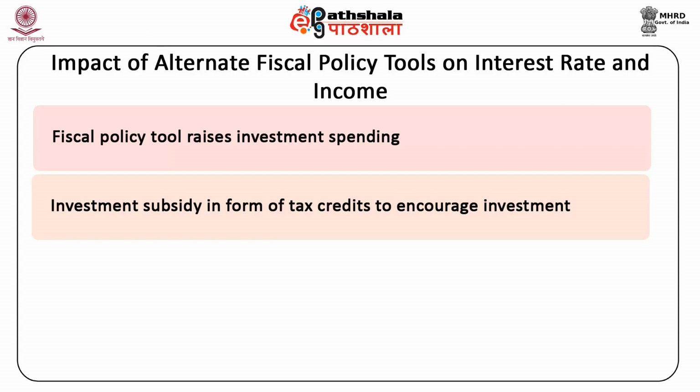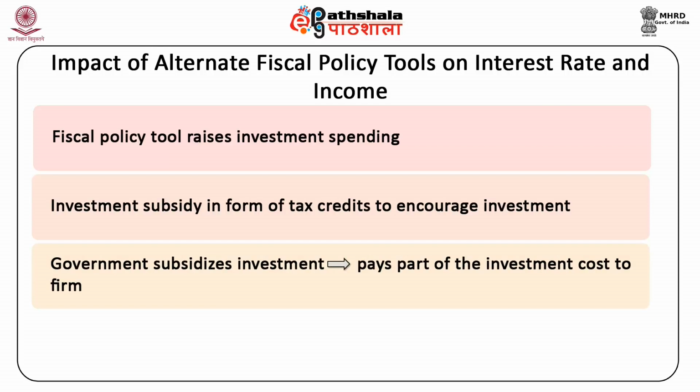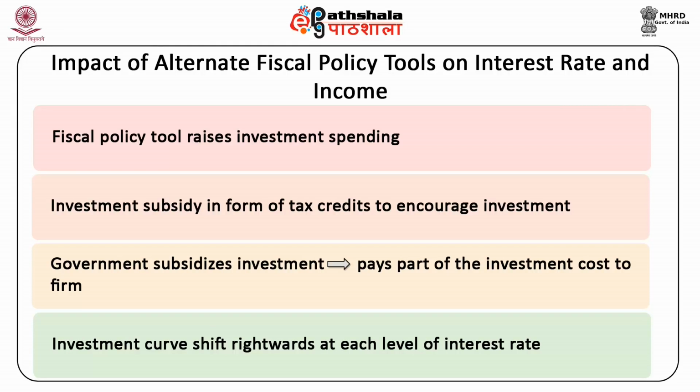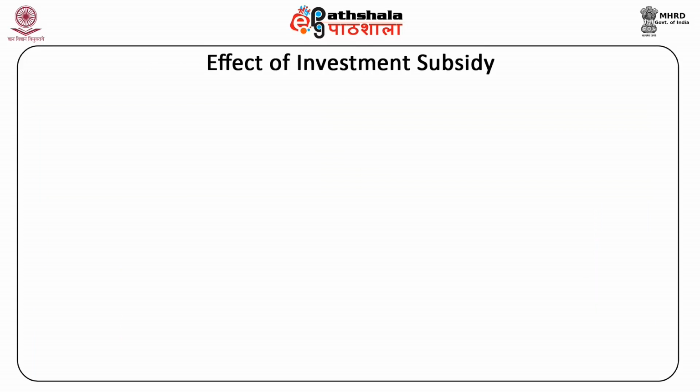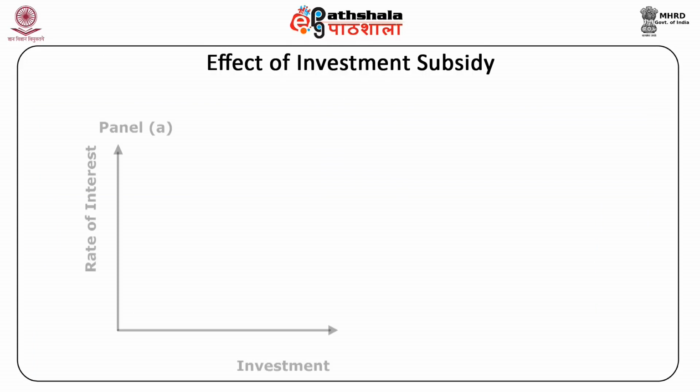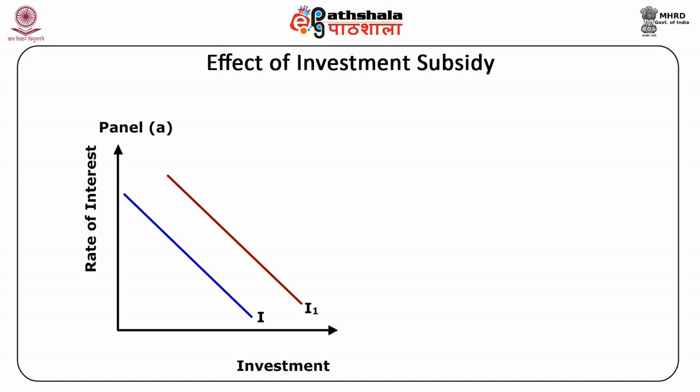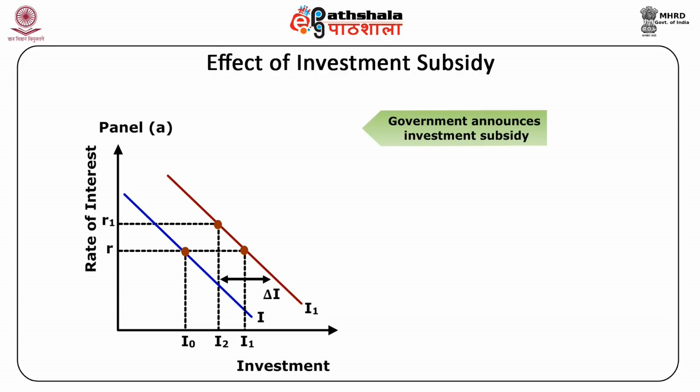Investment subsidy is sometimes given in the form of tax credits in order to encourage investment. When government subsidizes investment, it pays a part of the investment cost to the firms. This means that investment curve will shift rightwards at each level of interest rate. Let us analyze the effect of investment subsidy. In panel A of figure, investment curve shifts to right from I to I1 when government announces investment subsidy.